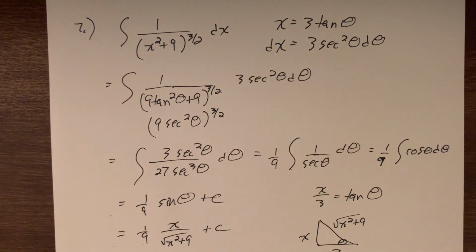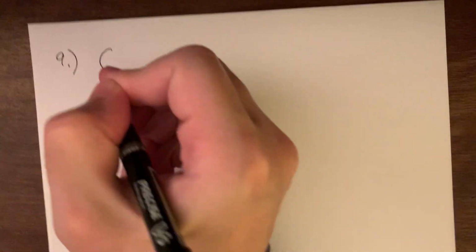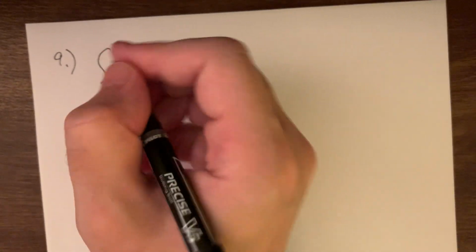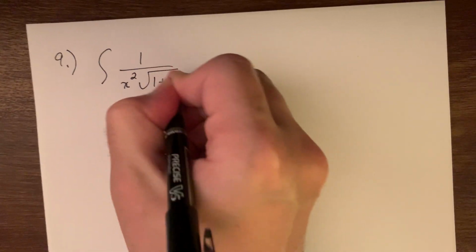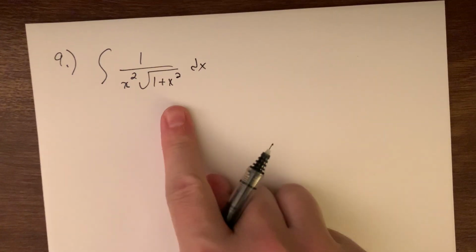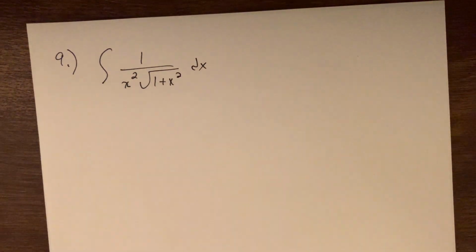Okay, still want to do a few more. Still want to do 3 more problems to, again, get plenty of good experience. So number 3, this will be number 9. Let's look at the integral of 1 over x squared times the square root of 1 plus x squared.